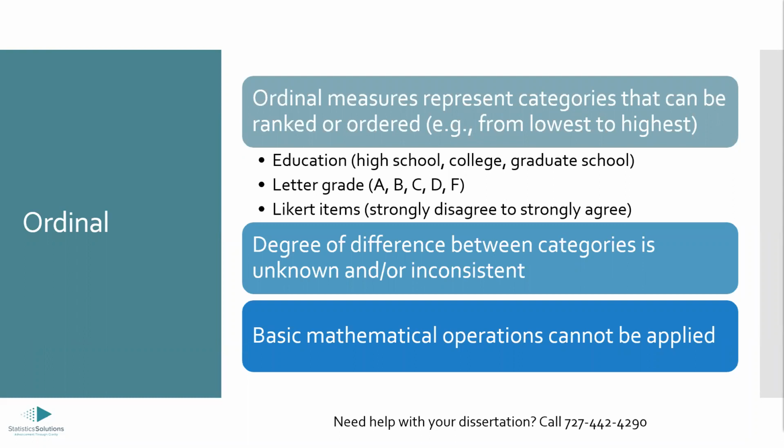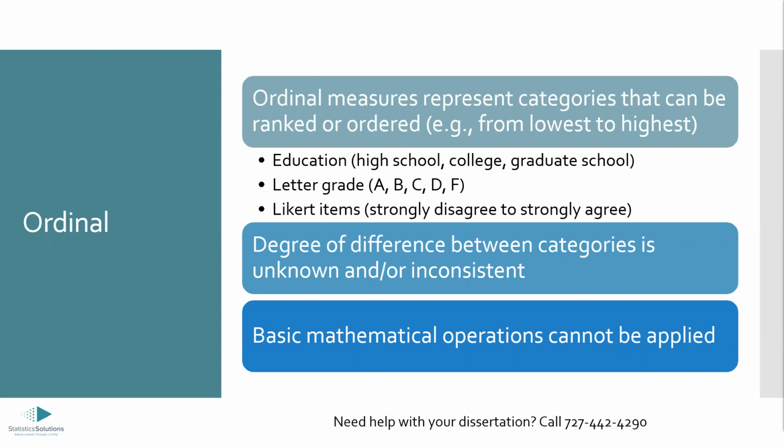The same thing with letter grade. They're categories like A, B, C, D, and F, but we can rank them in order. We know that A is the best or the highest letter grade that we can get. We know that B is the next highest, and then C and D, and so on.